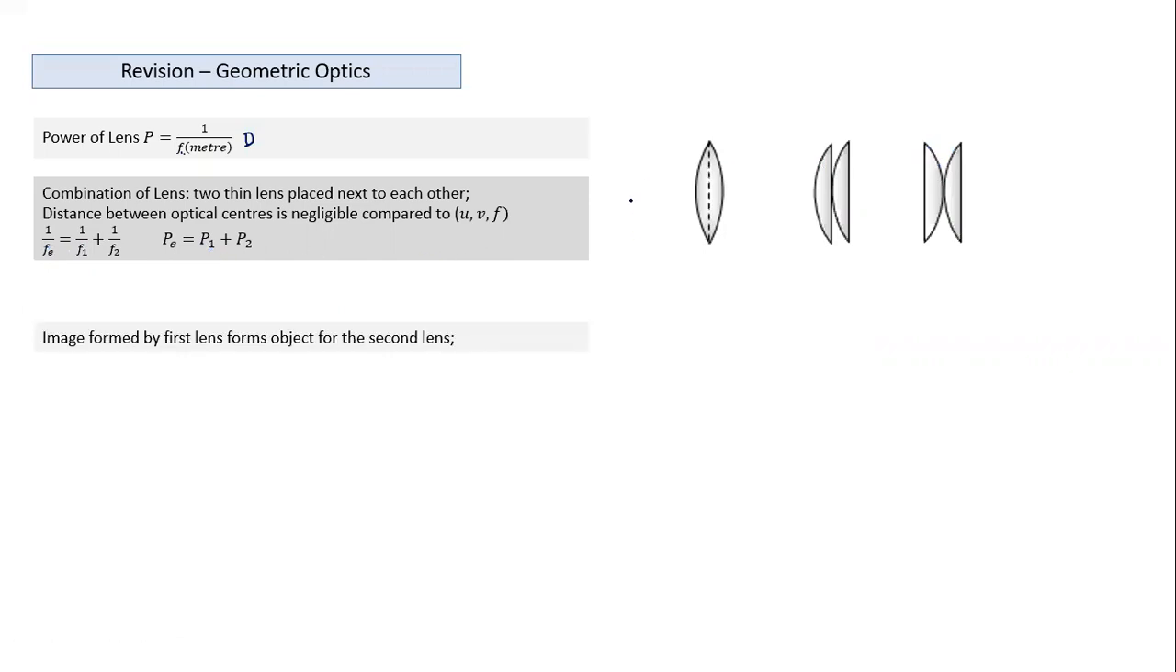In this case also, the image formed by the first lens becomes the object for the second lens. Okay, so now when we look at the lens, what you notice from here is that there are a number of ways a lens can hypothetically be cut.